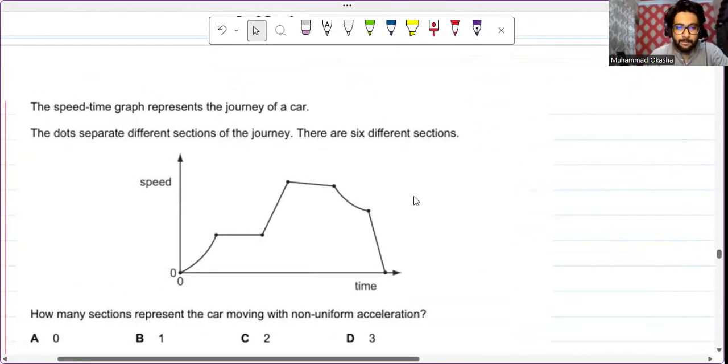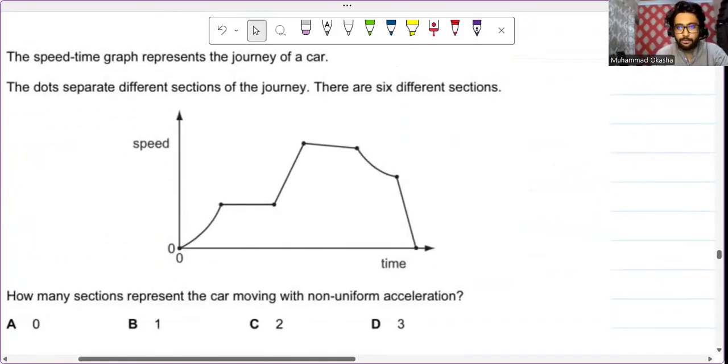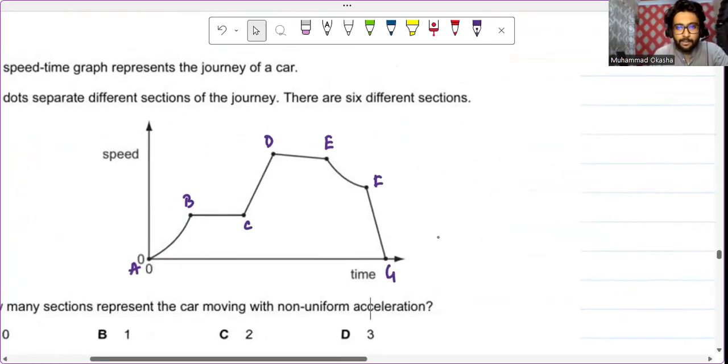Right. Let's approach this very, very quickly. In fact, let's take a look at the graph. I'll read the question later. I want you to be able to analyze all the sections of the graph. This is a speed time graph. What does this represent? I'm going to label these points A, B, C, D, E, F, and G. This is a very good thought exercise. I would say give it a pause and try to label all of these sections by yourself.